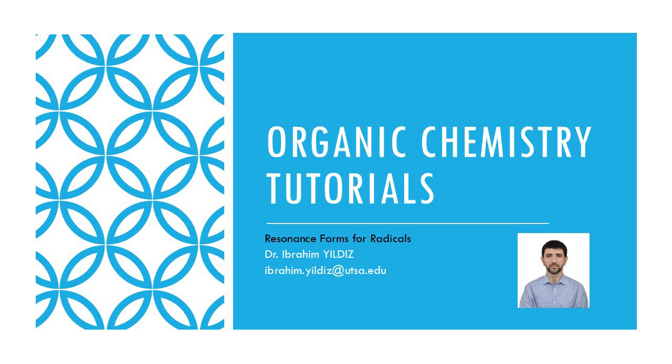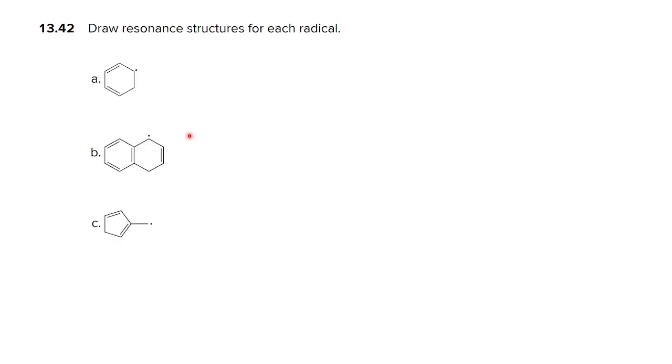Hi, in this tutorial we are going to have an exercise related to drawing resonance structures for radical species. So let's start from option A. In option A, we have a cyclohexane ring with two pi bonds and a radical part. So how are we going to draw the resonance form?